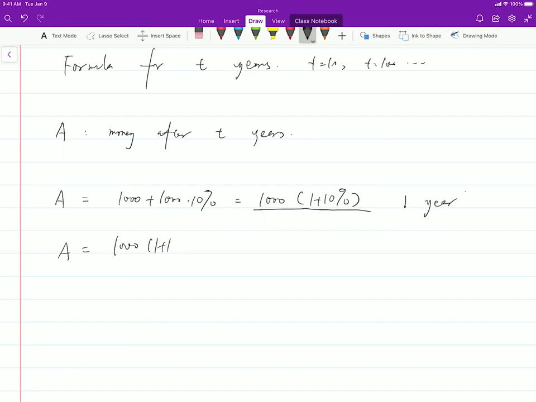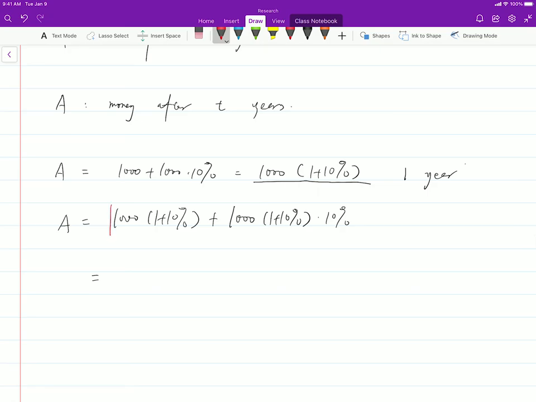That's from the last year, which will be the principal, plus what we have here, and the 10% of that. So this one itself plus another 10%, which equals... well, let's simplify a little bit. You see, we have this part and this part as the common factor. So we can take these two and factor them out, which is exactly what's from the last year.